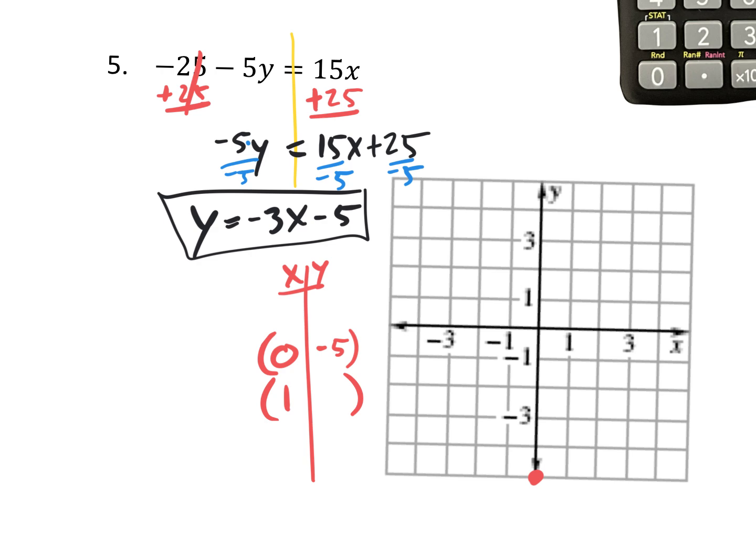But in this case, when you plug in a 1 right here, let's do this in our heads. What is -3 times 1? That's -3. What is -3 minus 5? You owe 3, you owe 5, you're going to owe 8. Now, that is a point on this line. That is the correct answer.